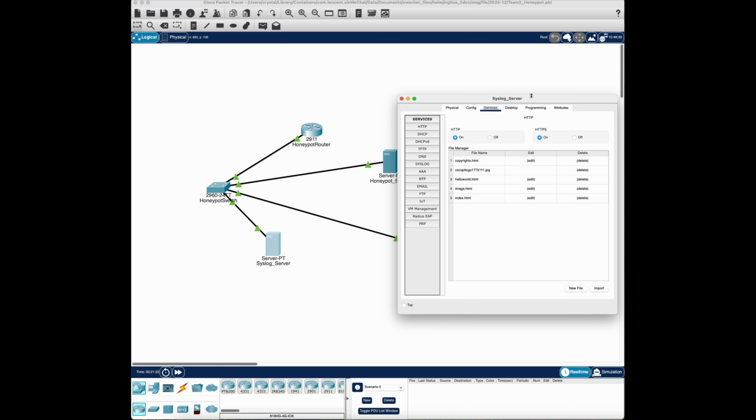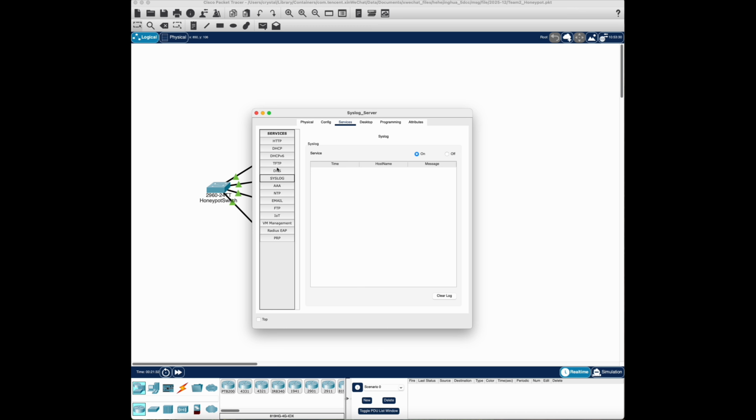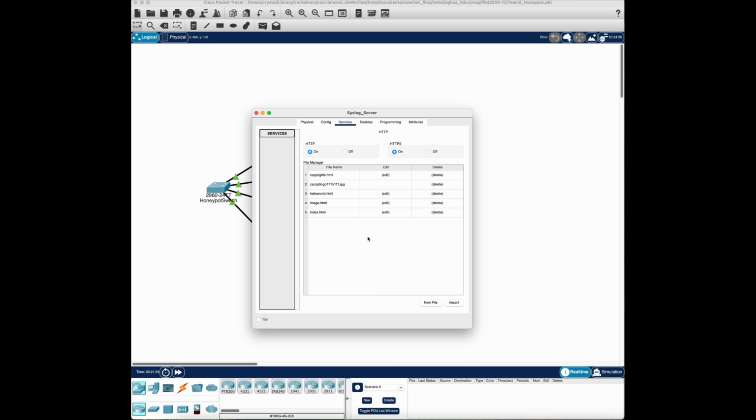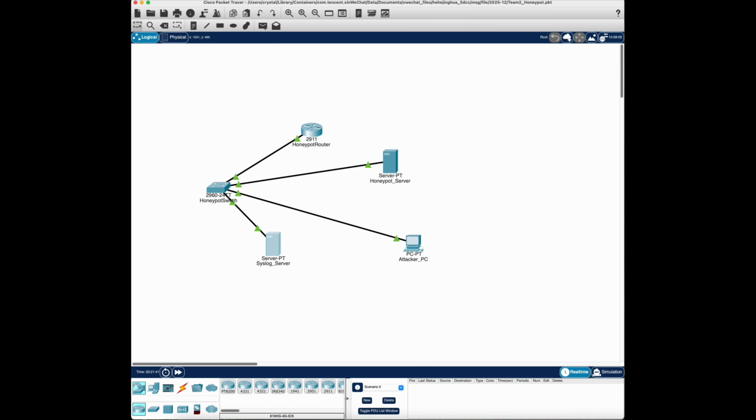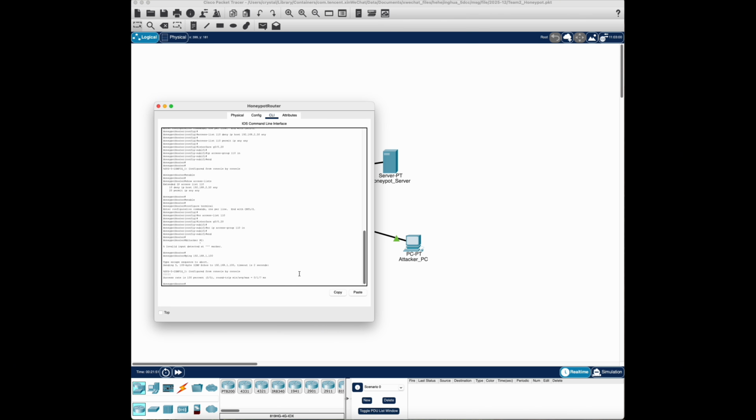In addition, the router sends log messages to the syslog server, allowing centralized monitoring of block activities. If needed, we can remove the ACL to restore connectivity, representing manual override or false positive handling. Now the attacker can reach the honeypot again.